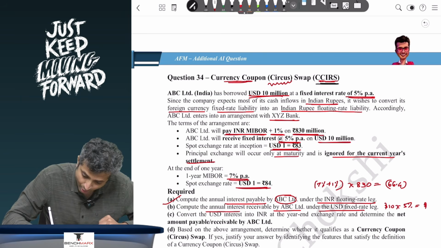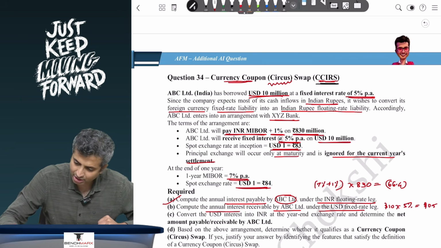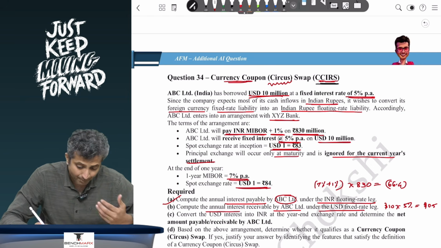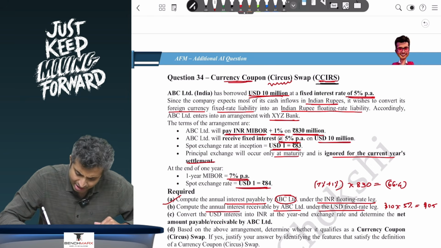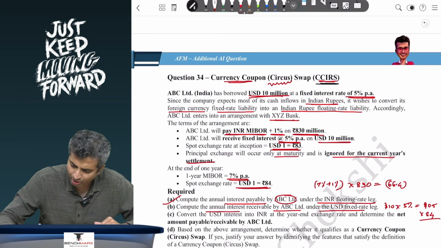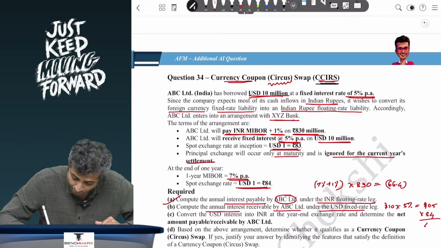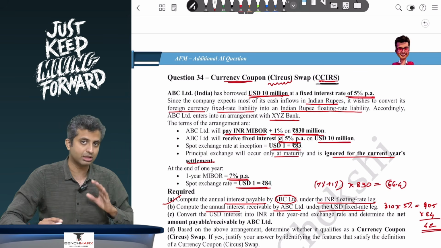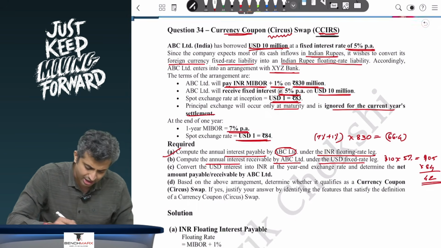This comes to 0.5 million. This is 10 into 5%. This is 0.5 million, but this is going to be received at the end. And at the end, the rate is rupees 84 per dollar. 0.5 into 84 comes to around 42. So you will receive a rupee balance worth 42 at the end.